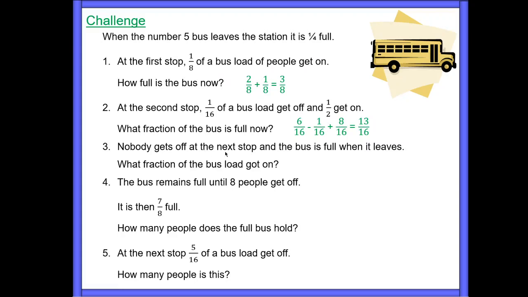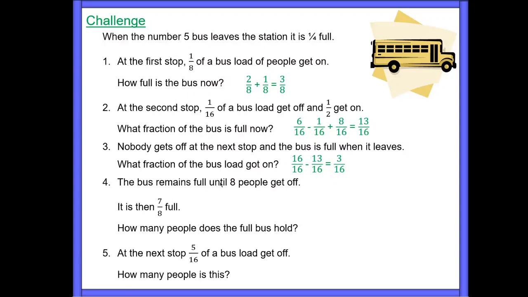Now it says nobody gets off at the next stop and the bus is full when it leaves. What fraction got on? Well, if we want to make this a whole, remember that's when the numerator and denominator are the same value. To get from 13/16 up to 16/16, we would do 16/16 minus 13/16, which means 3/16 must have got on. So remember, whenever something is full, a whole is where the same numerator and denominator.